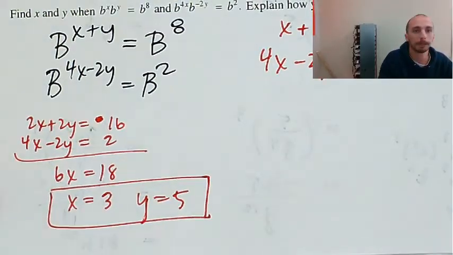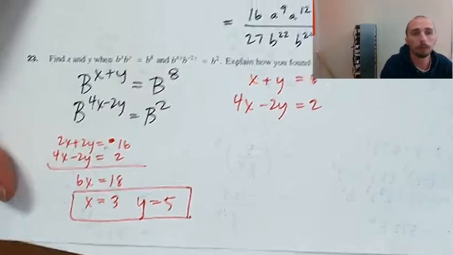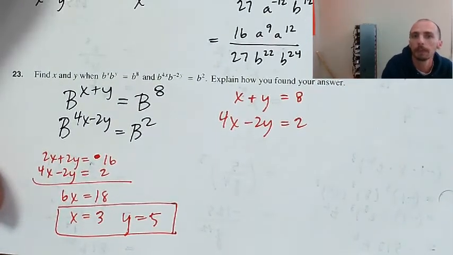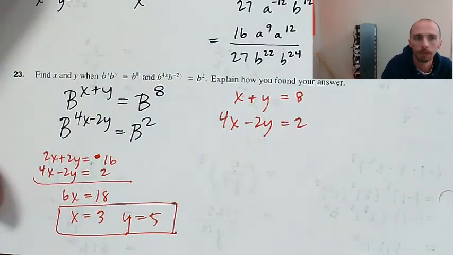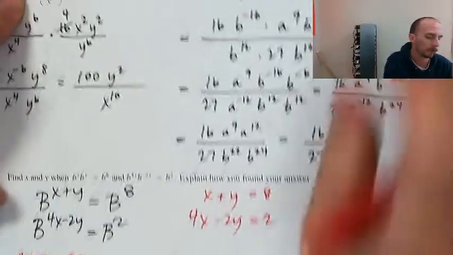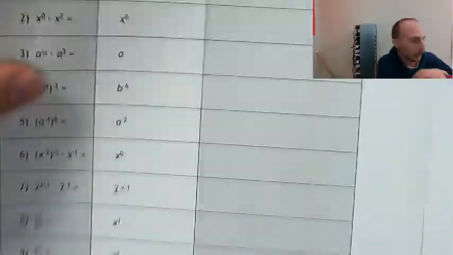Okay, and I don't think I need to explain since I showed all of this work that led to my answer. I think that's my explanation. You know, solve the system. Okay, I used exponent properties. I don't need you to narrate that process to me.